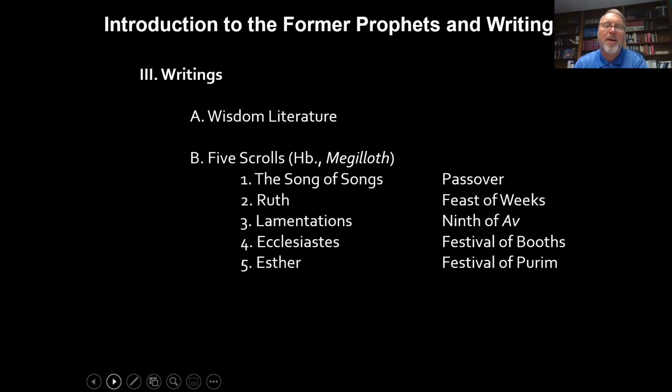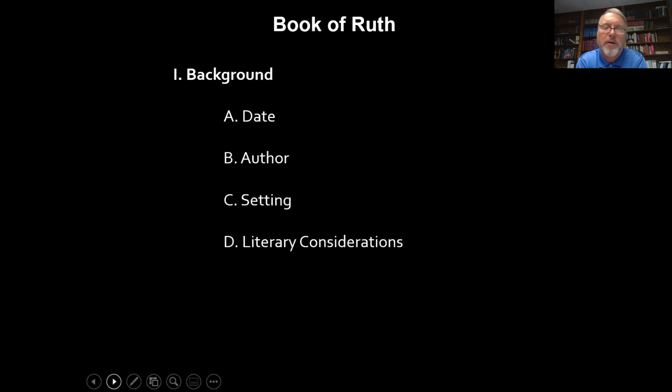So simply remember that Megilloth means scrolls, and I would want you to remember the 5 books that comprise the Megilloth, and in particular that the book of Ruth is read on the Feast of Weeks. So with that introduction to the former prophets and writings, let's move on to the little book of Ruth.